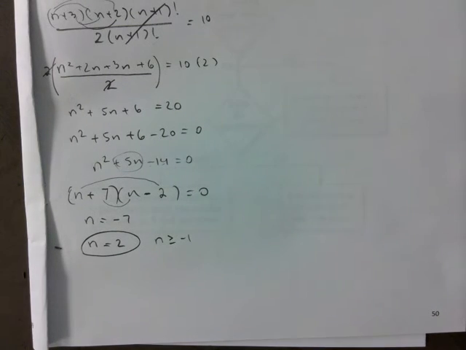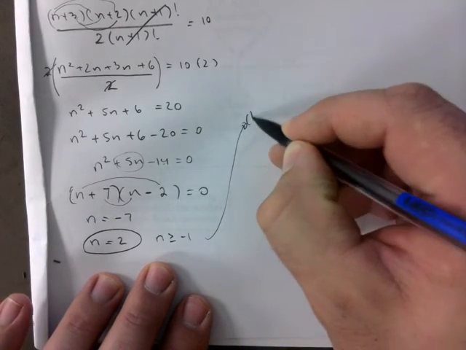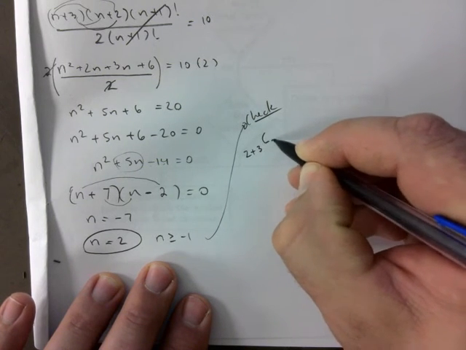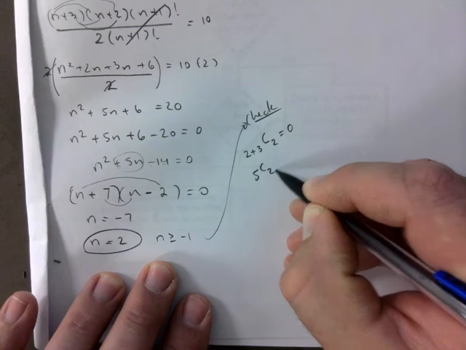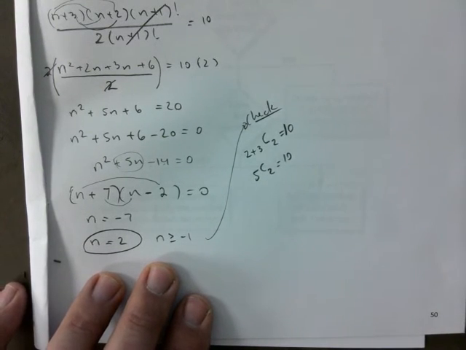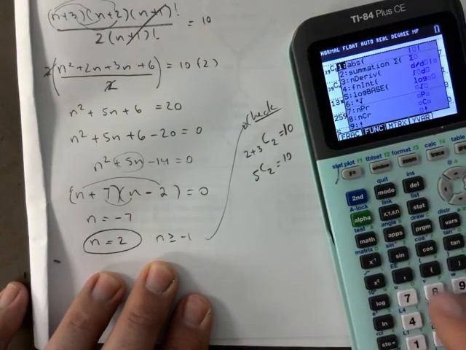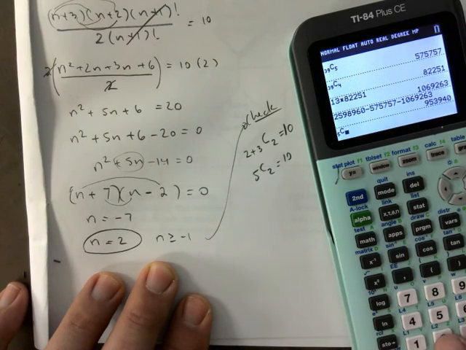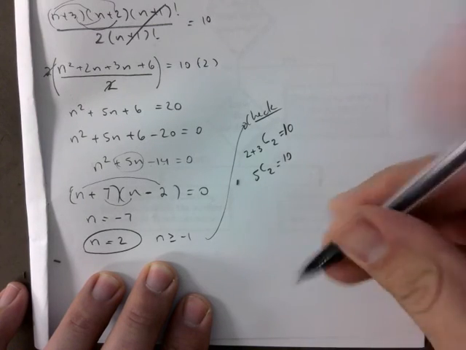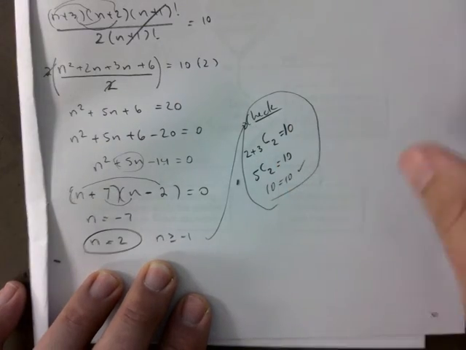And then you're done. You can plug it back in if you want. Check, right? We can check. I'm going to go 2 plus 3 C2 is supposed to be 10. 5 C2 is supposed to be 10. Sorry, not 0, 10. And I'm just going to go 5 C2 is actually equal to 10, so you're good. 10 is equal to 10, right? Just a quick check.